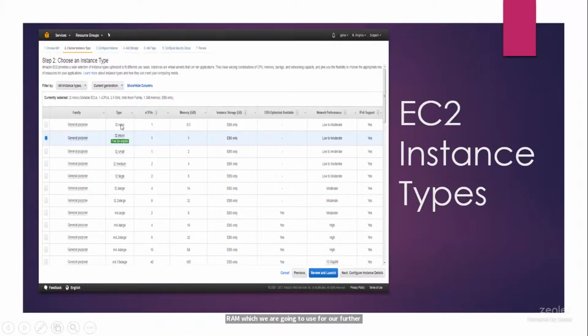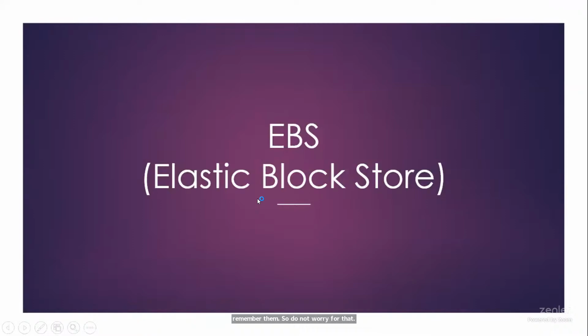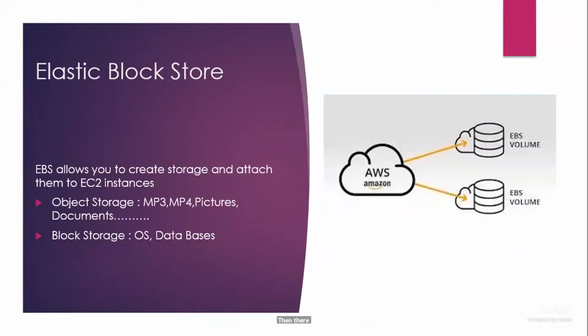Like this, you have T2 Nano, T2 Micro, small, medium, large, T2.2xlarge. You have 500 plus combinations of CPU and RAM, that means instance types. You do not need to remember them, so do not worry. Then there is EBS that we have just discussed, which has object storage and block storage. Block storage means you have OSs and databases, where the C drive represents it. Object storage means all kinds of file extensions, which is represented by drives called D drive, E drive, F drive. And if it is a virtual drive that we are using every day, it is Google Drive.